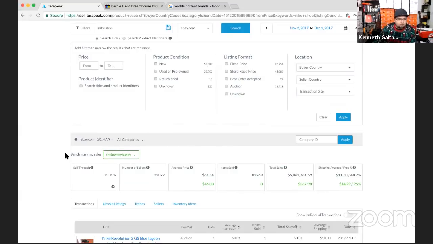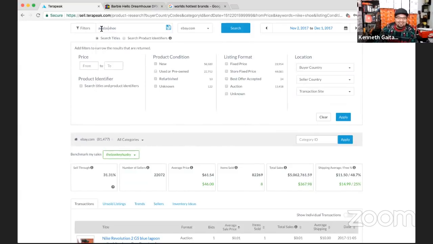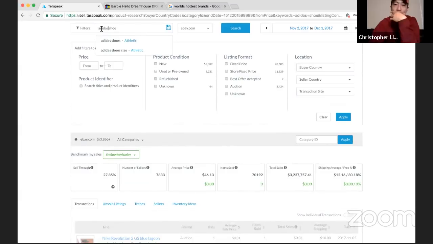Wait, I should go do this. I think that's one of the highest sell through. Oh, look at that. It's not bad. 27% sell through. But 3 million versus 5 million. Adidas is stronger than I thought.